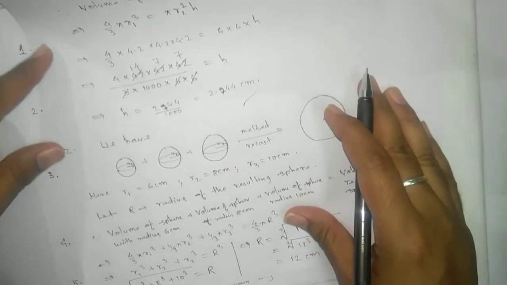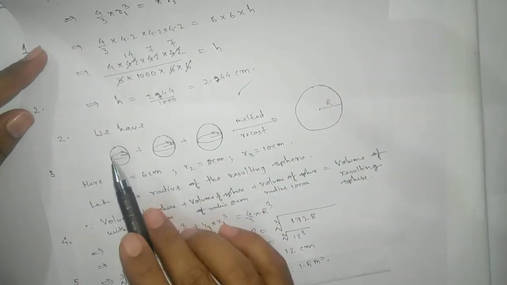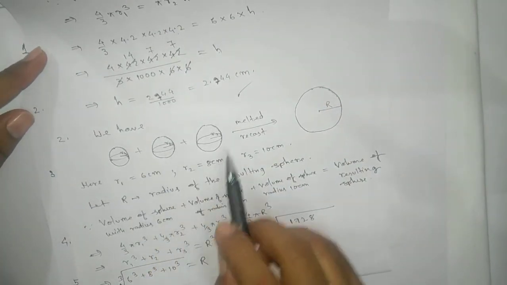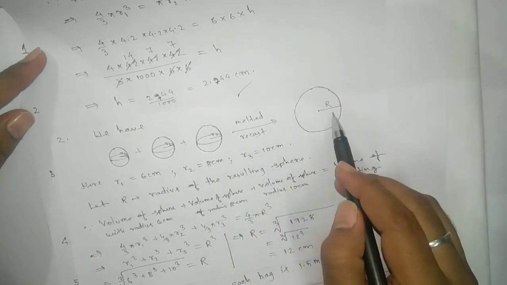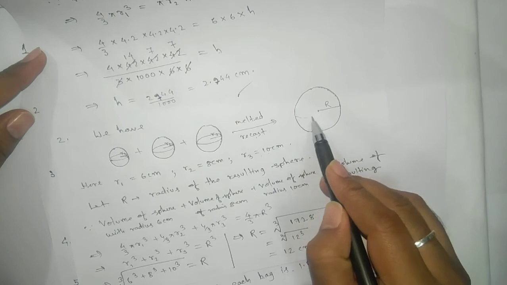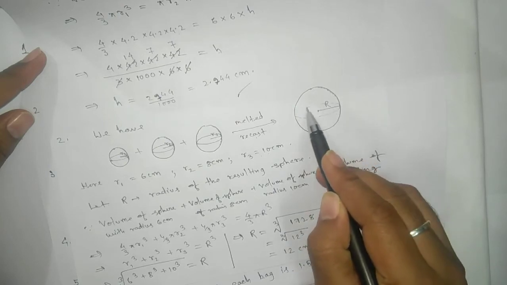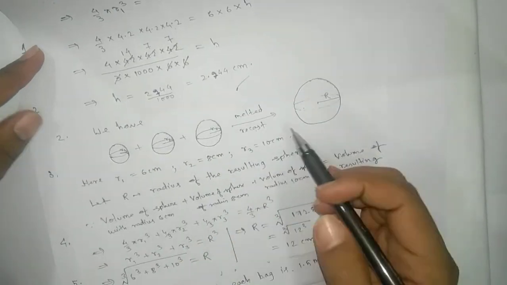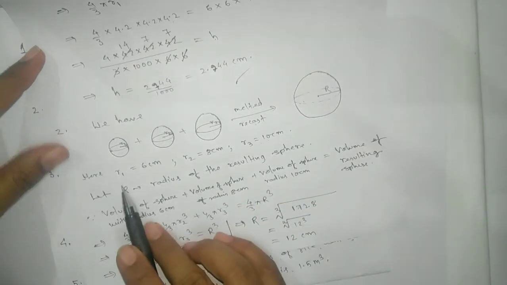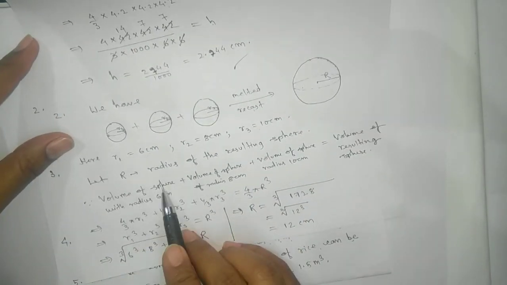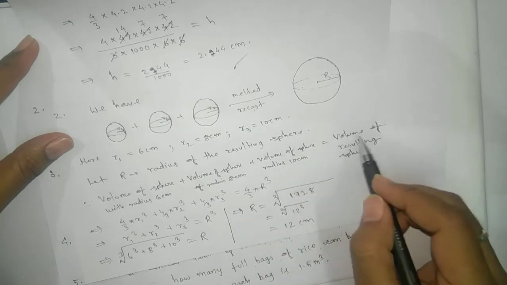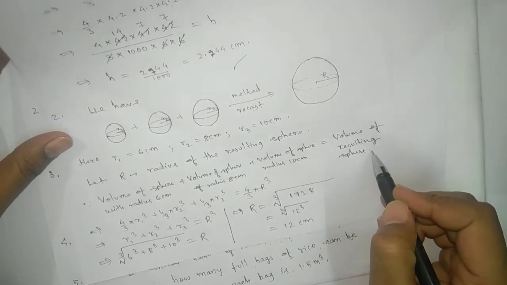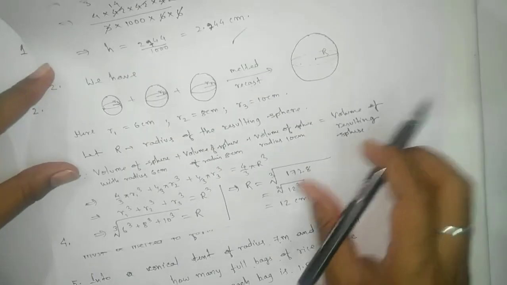Okay, for the second one, r1 is 6 centimeter, r2 is 8 centimeter, r3 is 10 centimeter, melted and recast into a bigger sphere. So we'll draw it a little bit so that it looks like a sphere. And you need to find the bigger r. So we know that the volume of sphere 1, sphere 2 and sphere 3 equals the volume of the resulting sphere. So we'll take the formula.